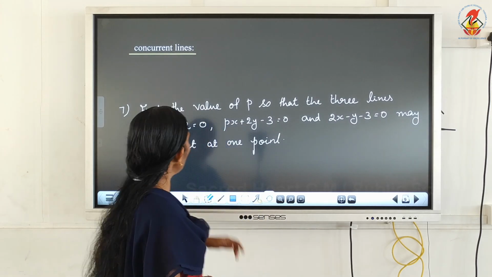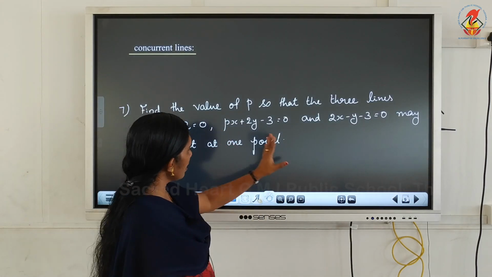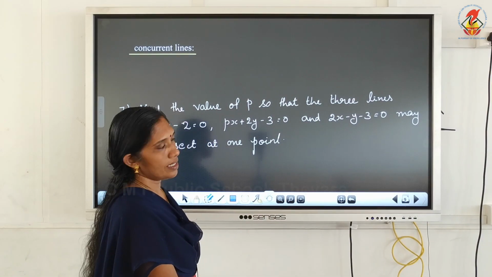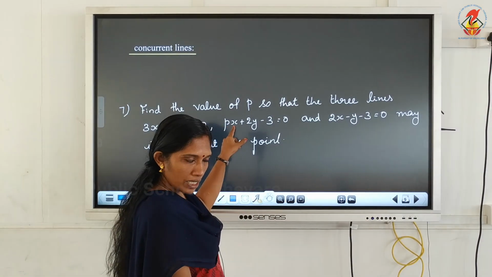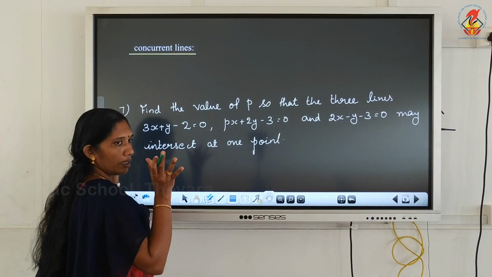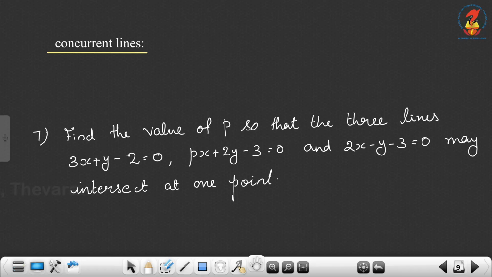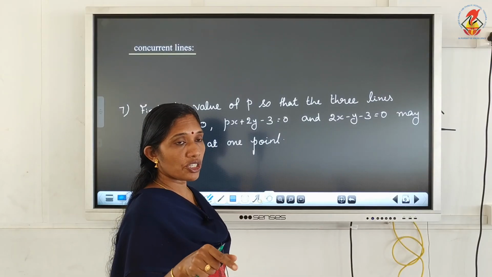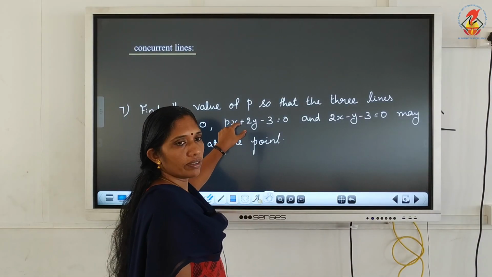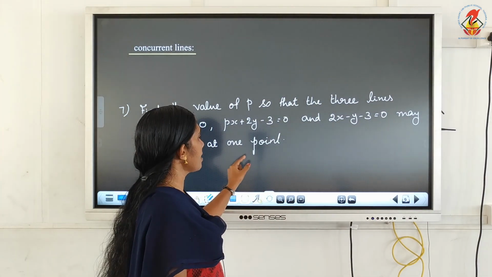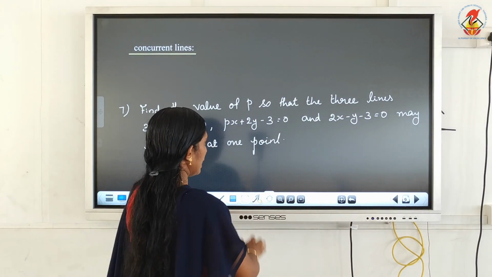Okay. So here in this question, these three lines intersect at one point, which means these are concurrent lines. We have to find the value of P. Concurrent means the three lines intersect at one point. So first we take the first equation and third equation and find the point of intersection. That point of intersection lies on the second line also, since all these lines intersect at one point. So we get the value of P.